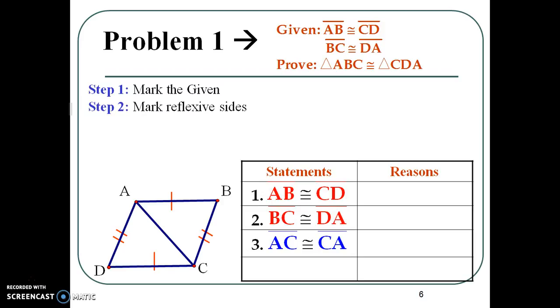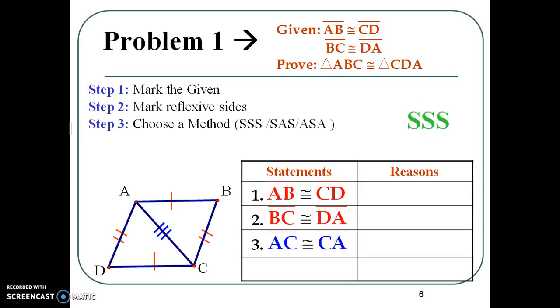Then we mark the reflexive sides. So the sides that match up are the shared sides. Line AC is congruent to line CA. Basically what it's saying is this line is congruent to itself because shared sides are congruent, and these two triangles share that side. Now we have to choose a method. Well, what we have here is three pairs of sides that are congruent. We have this one and this one, we have this one and this one, and we have the shared side.